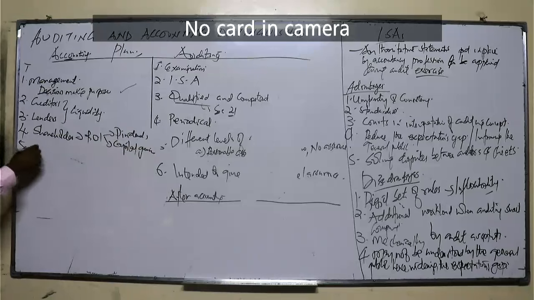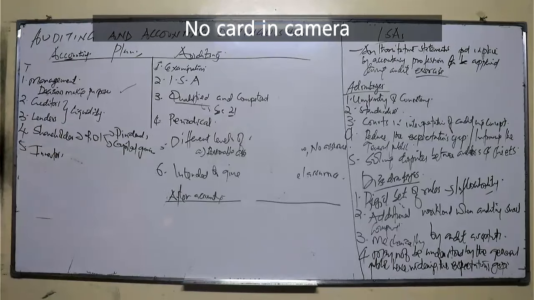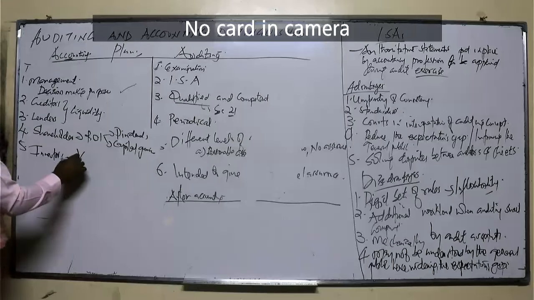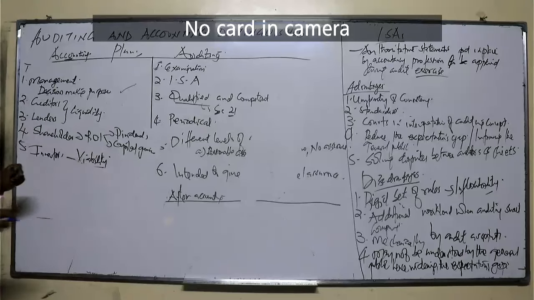Then we have number five, investors. Our running friend there has called them potential shareholders or potential investors. They want to assess the viability of the investment.